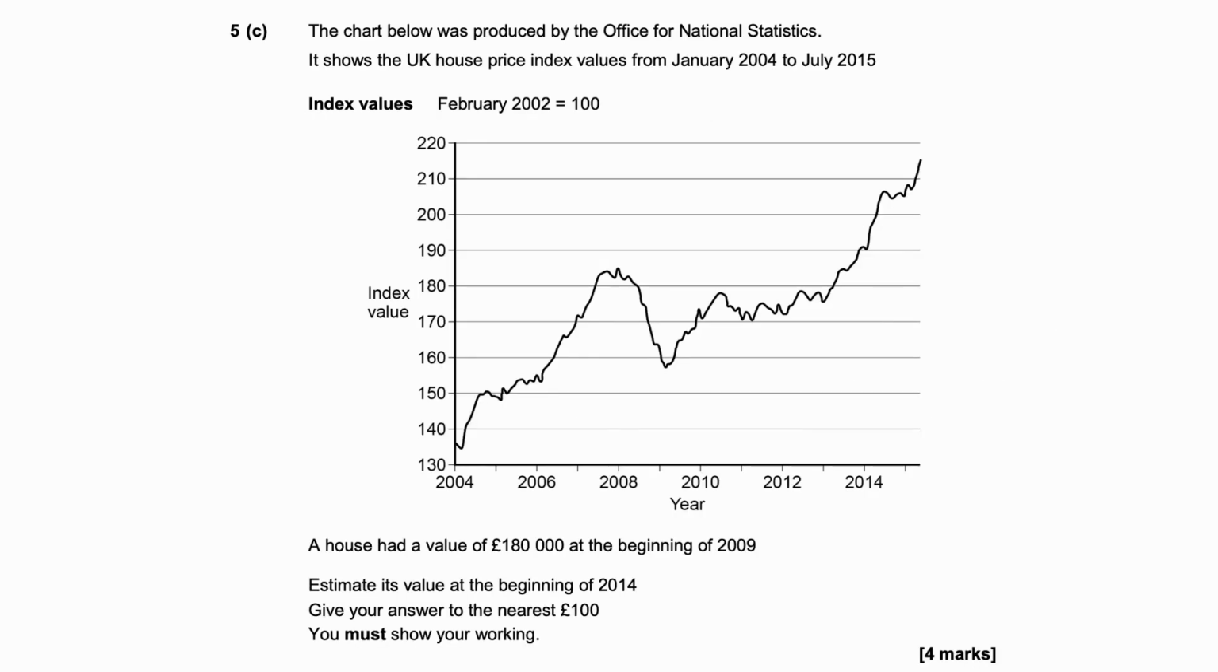So this one is UK house price index values. So it's a similar type of question. And here we've got house prices, the index from the years 2004 up to 2015. And the question is saying a house had a value of 180,000 at the beginning of 2009, and we've got to estimate its value at the beginning of 2014. Don't get too hung up on the beginning or the middle or the end. We'll just look at 2009.